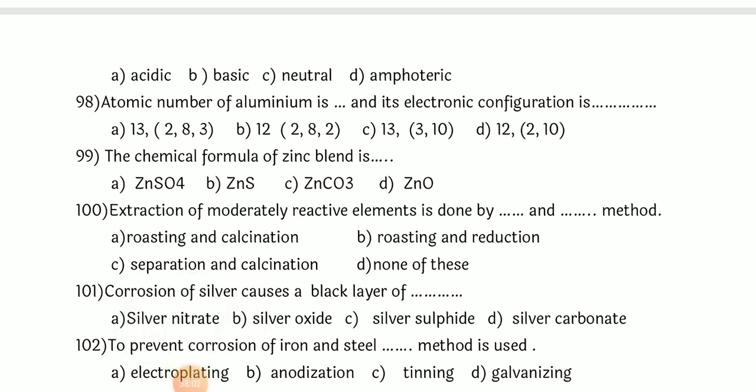Atomic number of aluminium is dash and its electronic configuration is dash. Atomic number is 13 and electronic configuration means first shell 2, second shell 8 and third shell 3 electrons. If you write option C, it will be wrong, because the second shell does not hold 10 electrons. Second shell will hold 8 electrons. Okay, so the option is A. The chemical formula of zinc blende is ZnS. Option B.